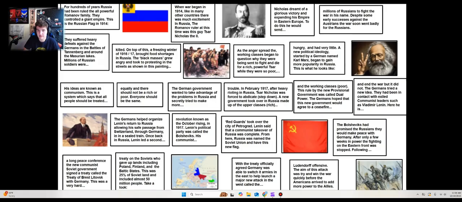In February of 1917, after heavy rioting in Russia, Tsar Nicholas was forced to abdicate. That was what became known as the February Revolution, because Russia was losing behind, having lost the Battle of Tannenberg against Germany after the war had already started.